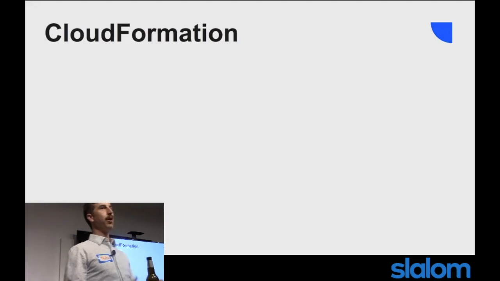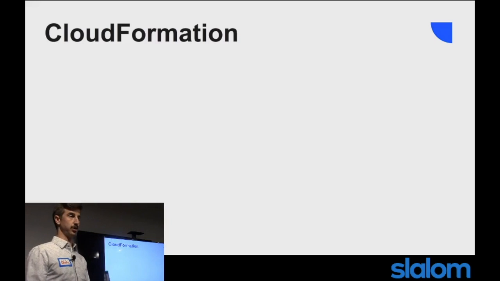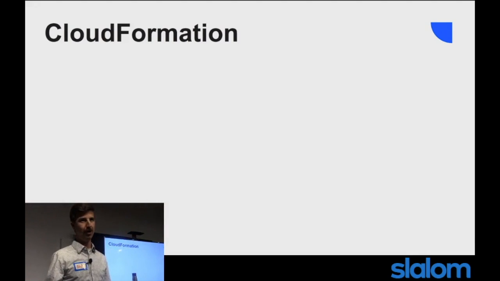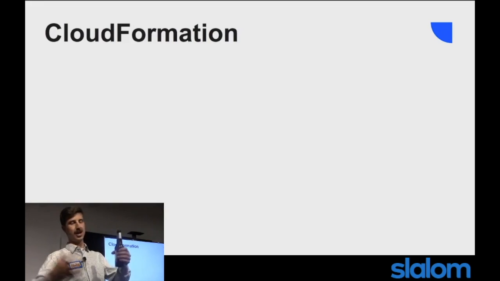Now, I want to make a distinction here. Infrastructure as code is the process we've been mentioning this whole time. There is another thing called infrastructure as a service. CloudFormation is infrastructure as a service, and it is basically a type of infrastructure as code. These are buzzwords that get thrown around. So think of infrastructure as a service as being underneath infrastructure as code.